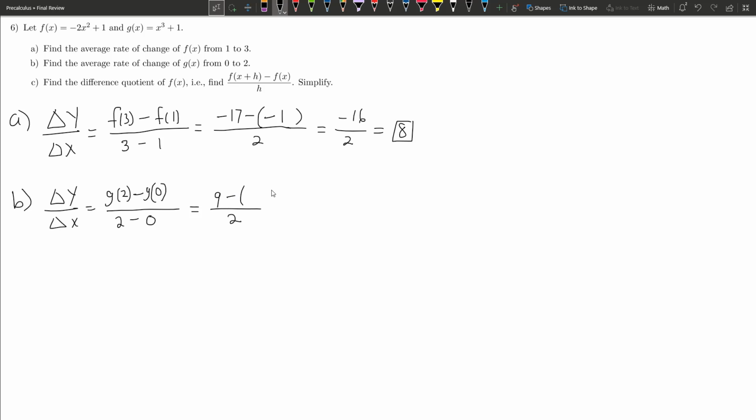Minus, open parentheses, close it right away. You're going to put the number in there. So g of 0, 0 to the third power is 0. 0 plus 1 is 1. So this is 9 minus 1 divided by 2. That's 8 divided by 2, which is 4. And that's how you find the average rate of change.